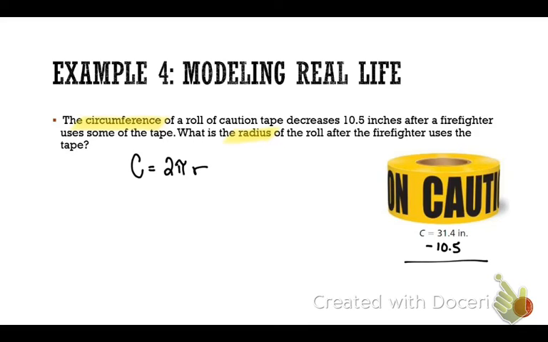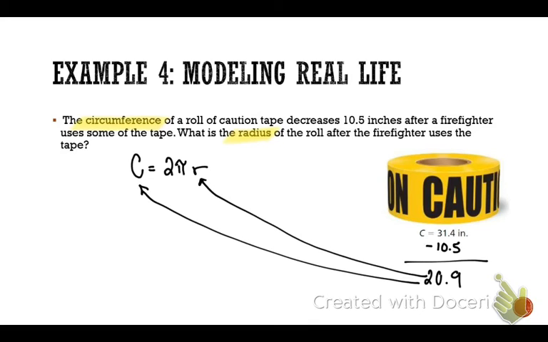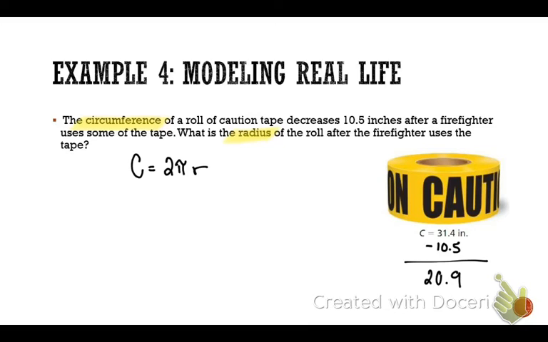So do that math. What's 31.4 minus 10.5? What is it, guys? 20.9. Where would I plug that number into my formula? Would I plug it in for C or would I plug it in for R? Does it say R equals? It says C equals. So my circumference after he used some was 20.9.